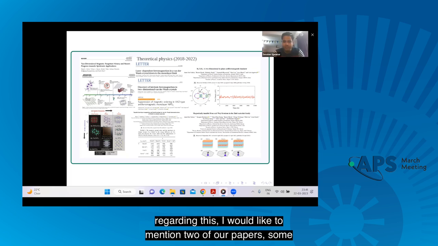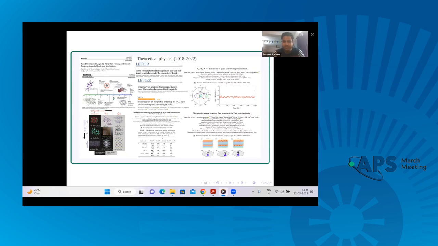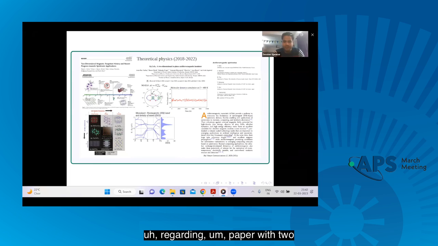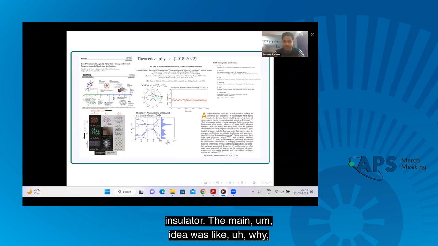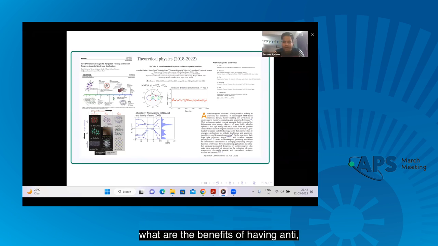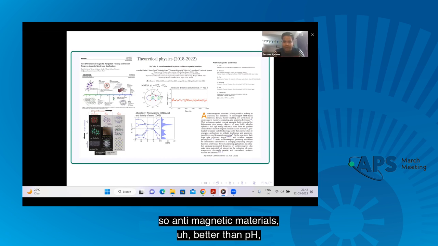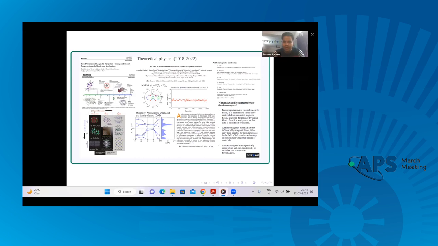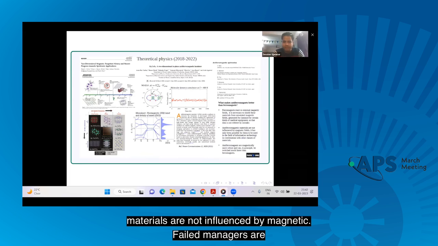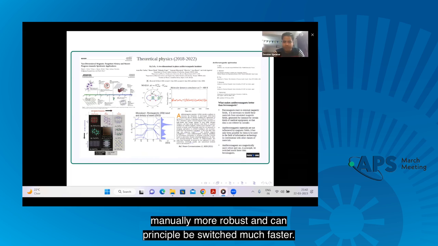Regarding this, I would like to mention two of our papers, titled K2CoS2, two-dimensional imprint antiferromagnetic insulator, and magnetically tunable Dirac and Weyl fermions in the digital materials family. Regarding our paper with K2CoS2, here the main idea was why we should be choosing antiferromagnetism over ferromagnetism, and what the benefits of antiferromagnetism are. Antiferromagnetic materials are better than ferromagnets, because ferromagnets react to external magnetic fields, so it is necessary to shield them from unwanted magnetic fields. Antiferromagnetic materials are not influenced by magnetic fields. Antiferromagnets are magnetically more robust and can in principle be switched much faster than ferromagnets.